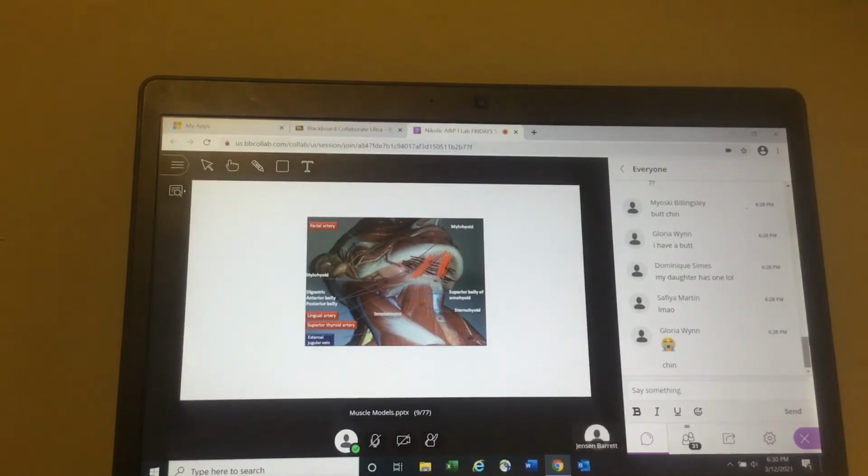Oh, wait, I'm confused. Okay. So first of all, show me the digastric. Just show me the digastric first. It looks like a V. Where's the V? This one.